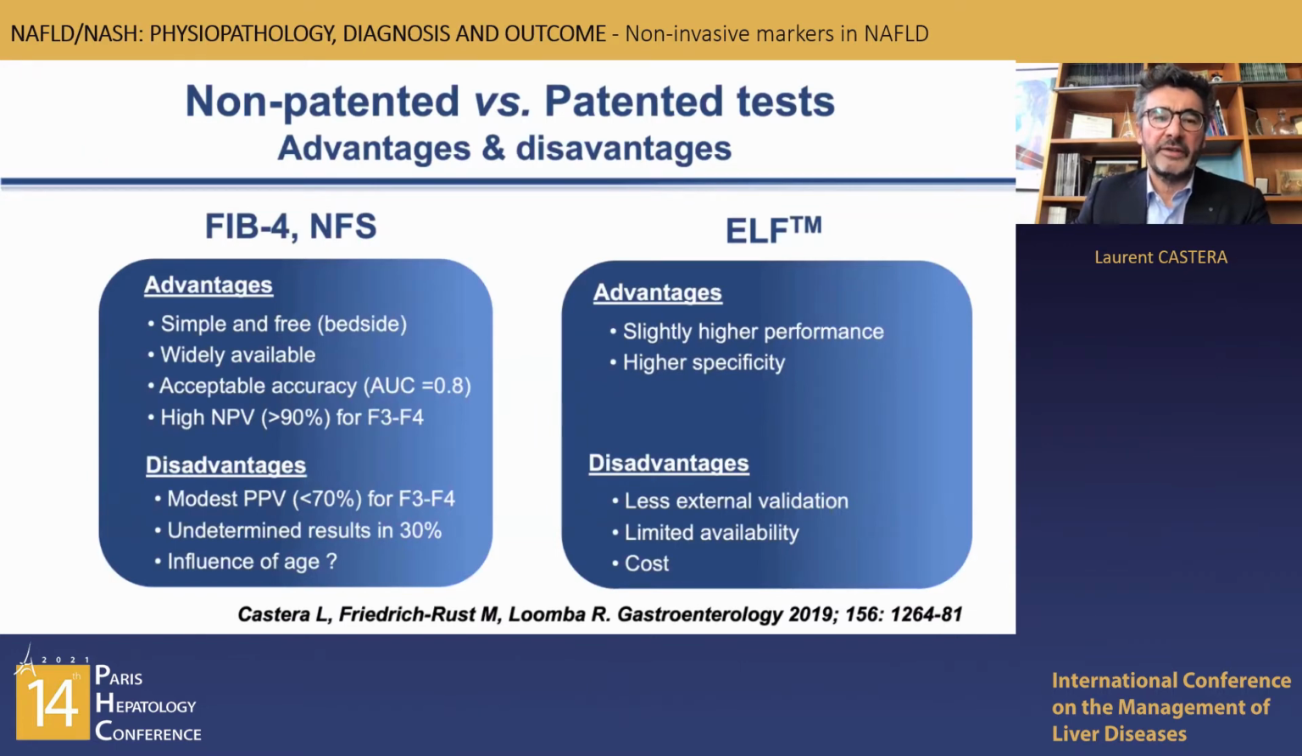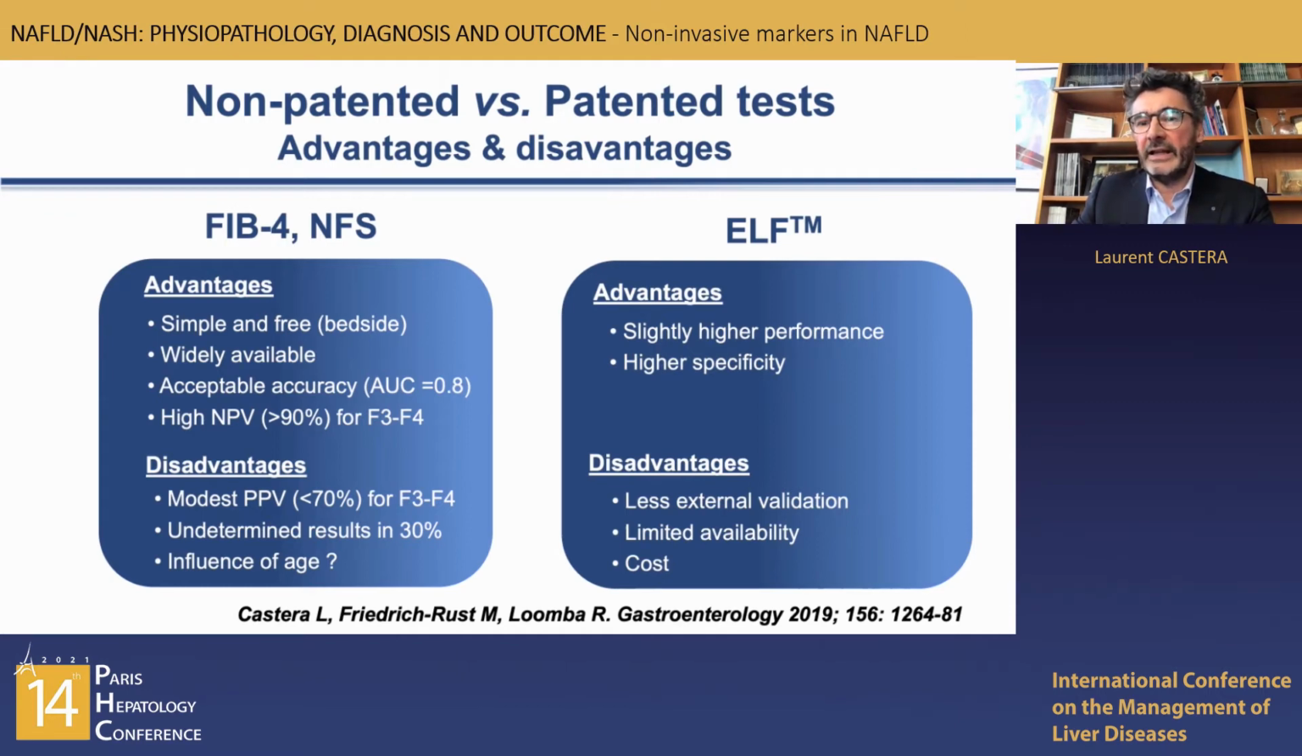FIB-4 and NFS are simple and free, can be performed at bedside or in the outpatient clinic, and are widely available. They have acceptable accuracy. We have large meta-analyses, as I've shown, and in clinical practice, they have a high negative predictive value above 90%. For instance, a FIB-4 below 1.3 has a 95% negative predictive value. Disadvantages: they have a modest positive predictive value, below 70%, an undetermined result in 30% of cases, and there's still debate on the influence of age, especially for FIB-4.